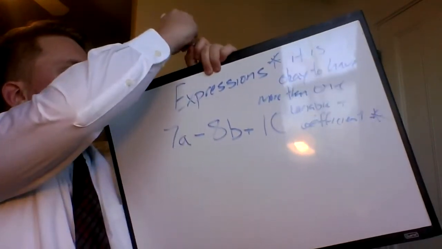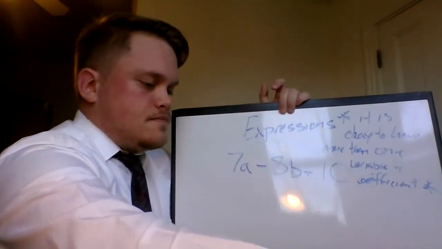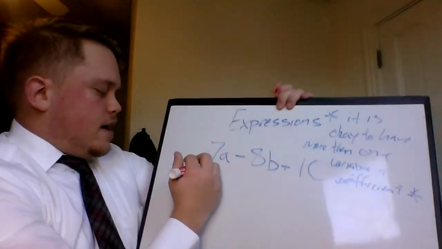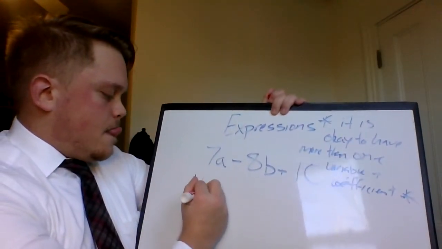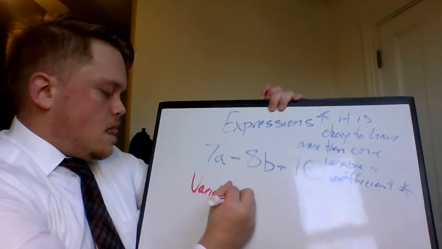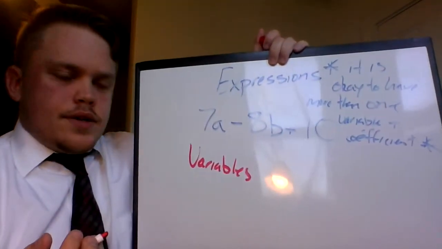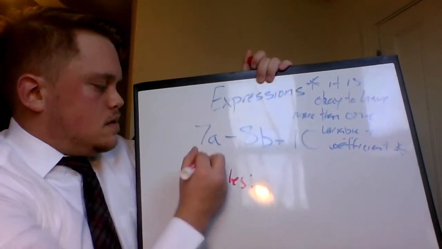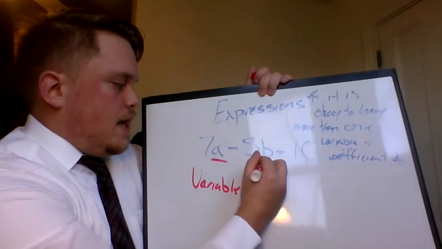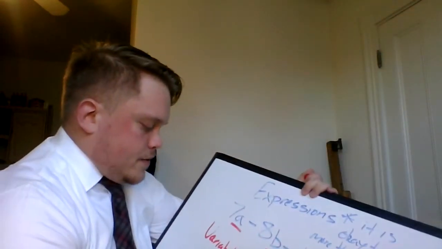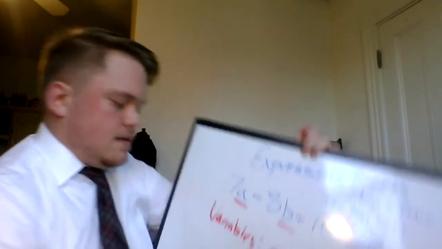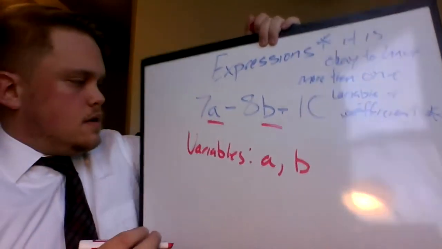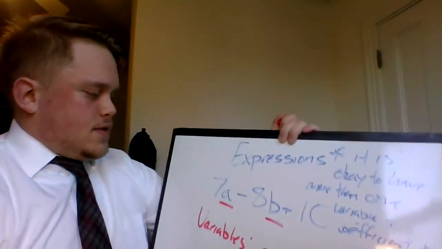It is totally okay, right? So now, if I grab the red marker, we can see, all right, if we start with the variables, well, we're just looking for the letters. What are the letters in this expression? A and B. So that means our variables are just A and B. You can write it with a comma, or you could use the word and. I just used a comma here.